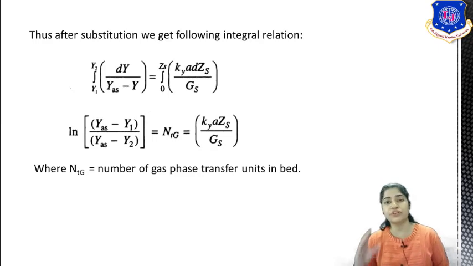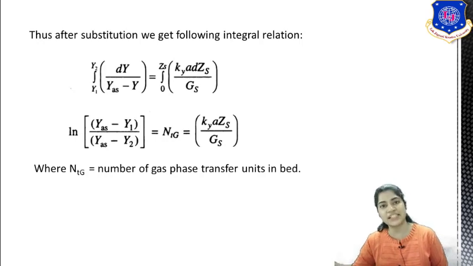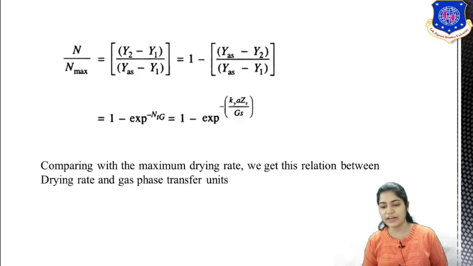Now here you represented your thickness in the form of stages. Suppose a very big thickness of solid is there. Now you have represented it in the form of the stages which are required here. You have divided your thickness in the form of stages. So this is the final relationship. See YAS, what is the YAS? That is the maximum limit up to which you can carry out your drying, right?